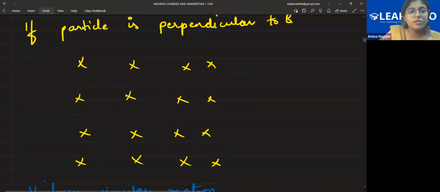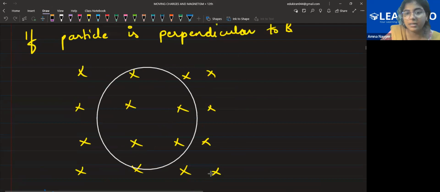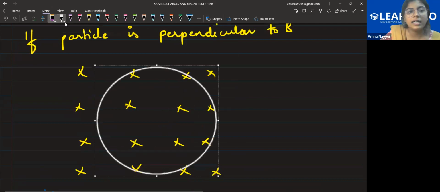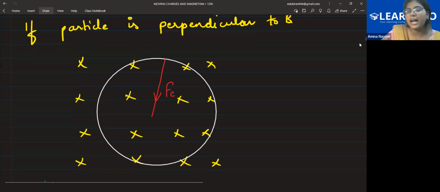All right. So basically, if the particle is perpendicular to the magnetic field, this is the third case. 0 degrees, 180 degrees. 4 cases we'll do in this. 0 degree, 180 degree, 90 degree, and one more that I'll tell later. So this is all the force. This is the centripetal force pointing towards the center of the circle. This is the case which we have to understand.